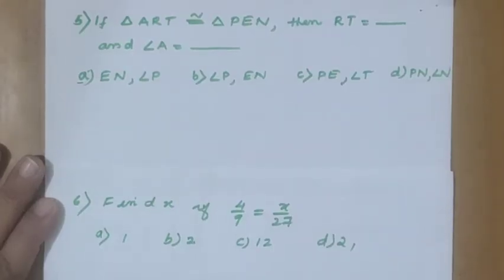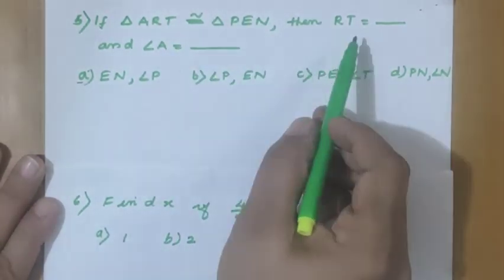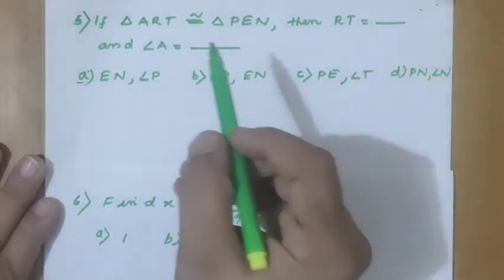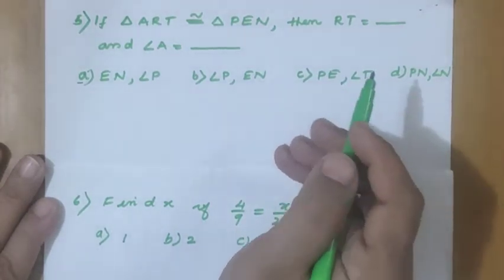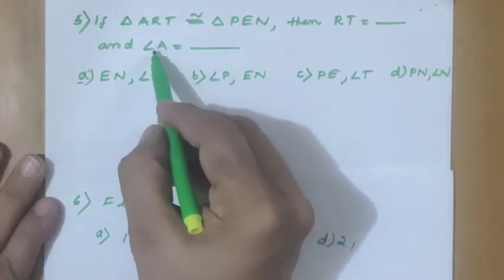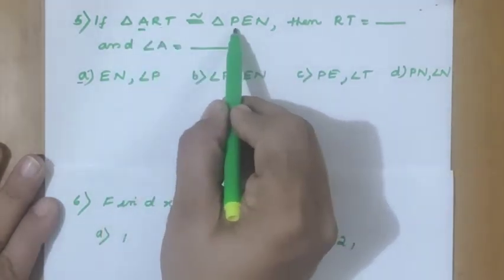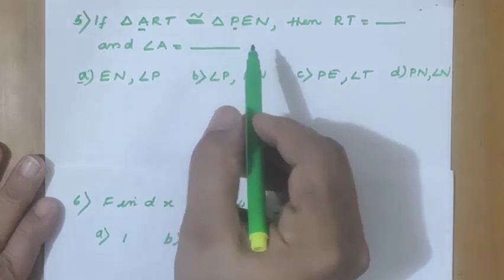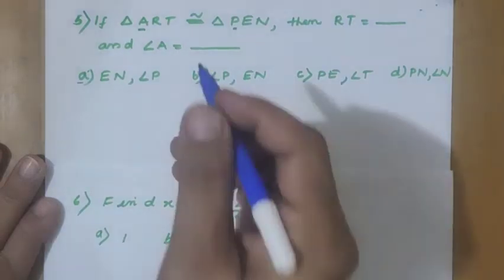Fifth question. If triangle ART is congruent to triangle PEN, then RT equal to dash and angle A equal to dash. See, sidewise RT is asked and angle A is also asked. Corresponding side and corresponding angle we have to find out. Once the congruency is proved, then it is very easy to find the corresponding sides and also corresponding angle. So angle is very easy. First we will go for angle only. So in place of A, which is the letter here for the second triangle, P, so angle A is equal to angle P only. So the answer is angle P, right?